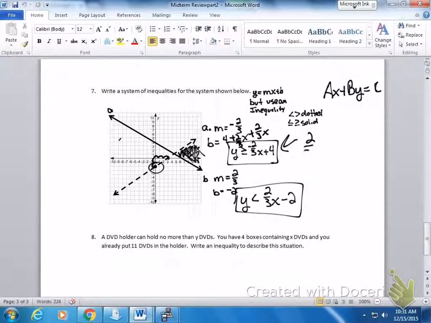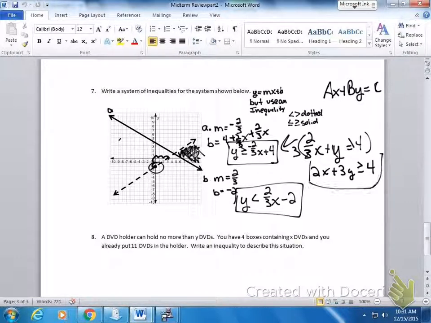Now I have 2/3 x plus y equals 4. I would need to get rid of my fractions, so I'd multiply everything by 3. That gives me 2x plus 3y is greater than or equal to 4. Now that's kind of tough, guys, but once you have the equations, you should be able to see that some standard forms won't work. All right, let's go to the next one.